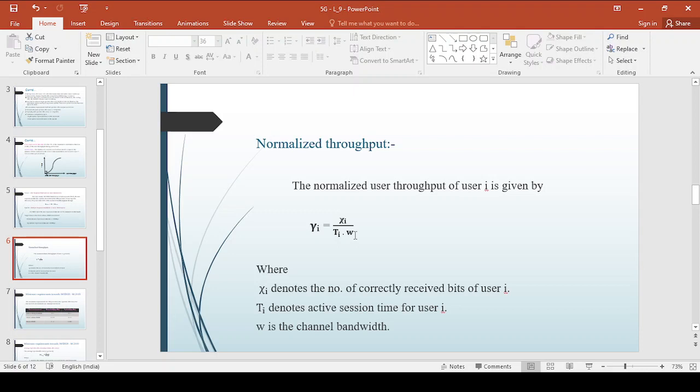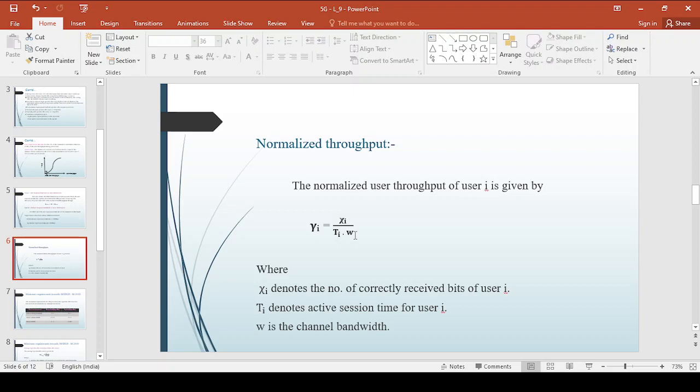Now let us assume you have only 10 correctly received bits by the user. That means for user i we have received only 10 correct bits. Now what will Xi denote? Xi is nothing but the 10 correct bits. During an active session of some 5 milliseconds or 5 microseconds, we assume the channel bandwidth is 60 kilohertz. Let us assume.